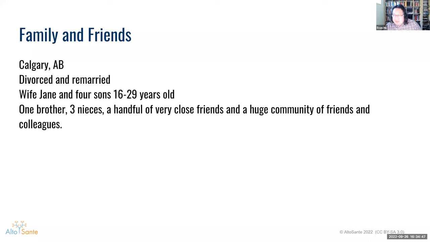I'm based out of Calgary, Alberta, and if you Google me, I'm fairly out there. I'm divorced and remarried. I have a wife, Jane, and four sons. Two of them are in tech. All my sons had declared they did not want anything to do with tech because dad was in tech, and they somehow got sucked into the vortex. I had the last laugh. Three live in the GTA region. I have a brother, a couple of nieces, some very close friends, and a huge community, which we'll get to, because I think family and friends first is an important part of my life.